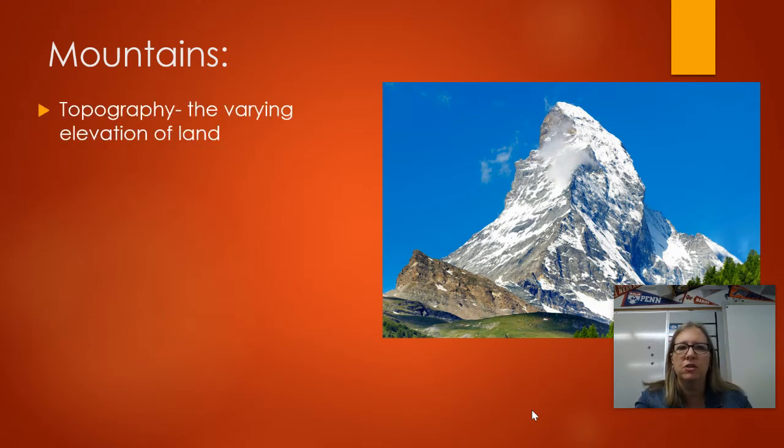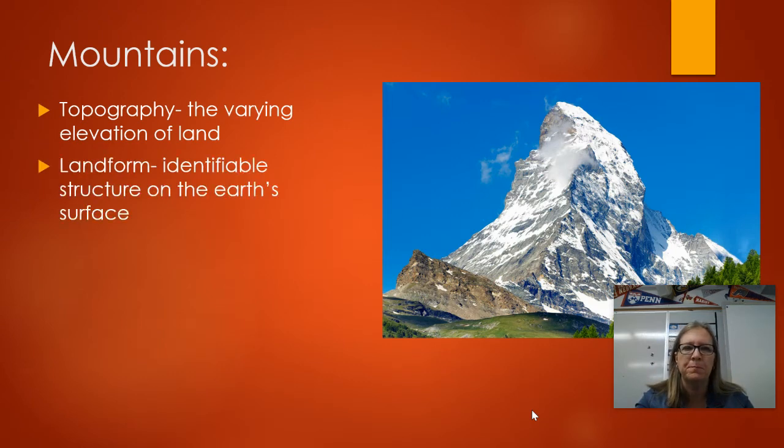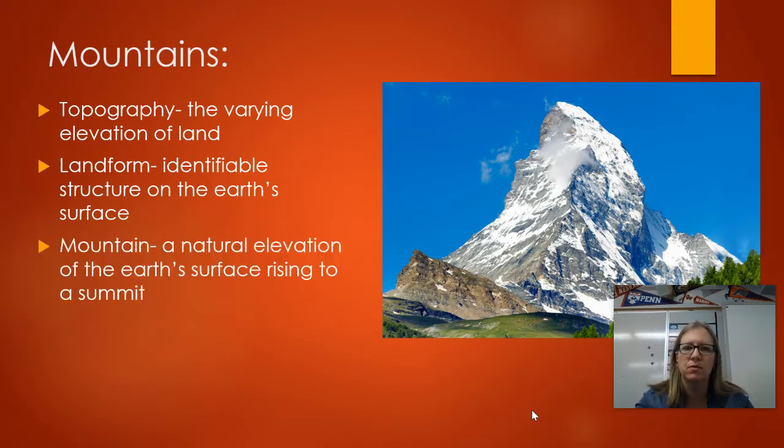Okay, so just a refresher. Topography, remember that's the varying elevation, the height of the land. And we use those topographic maps to show that. And so when we talk about mountains, it definitely has a different topography than some of the surrounding area, okay? A landform, there's all kinds of different landforms. They're just identifiable structures on the surface of the earth. We'll list a bunch of those later, but mountains and hills are two of the possible landforms, okay?